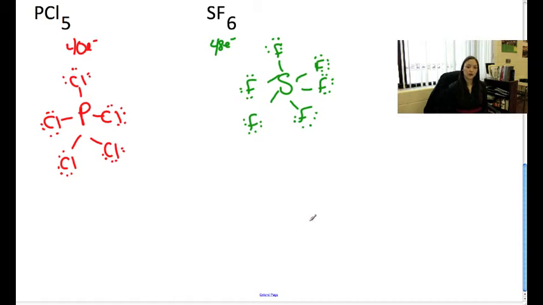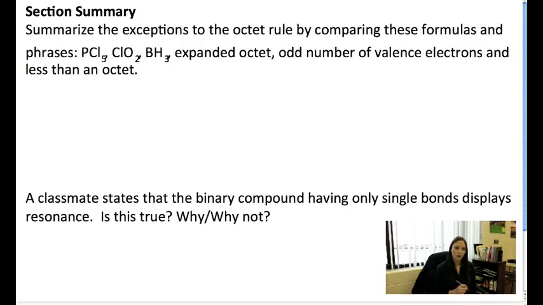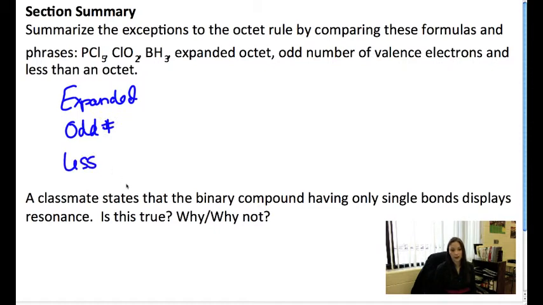And this is what you should get for the last 2. Now look at our last few questions. Summarize the exceptions to the octet rule by comparing these formulas and phrases. We have PCl5, ClO2, BH3. One of them is going to be an expanded octet. One of them is going to be an odd number. And one of them is going to be less, or a sub-octet.